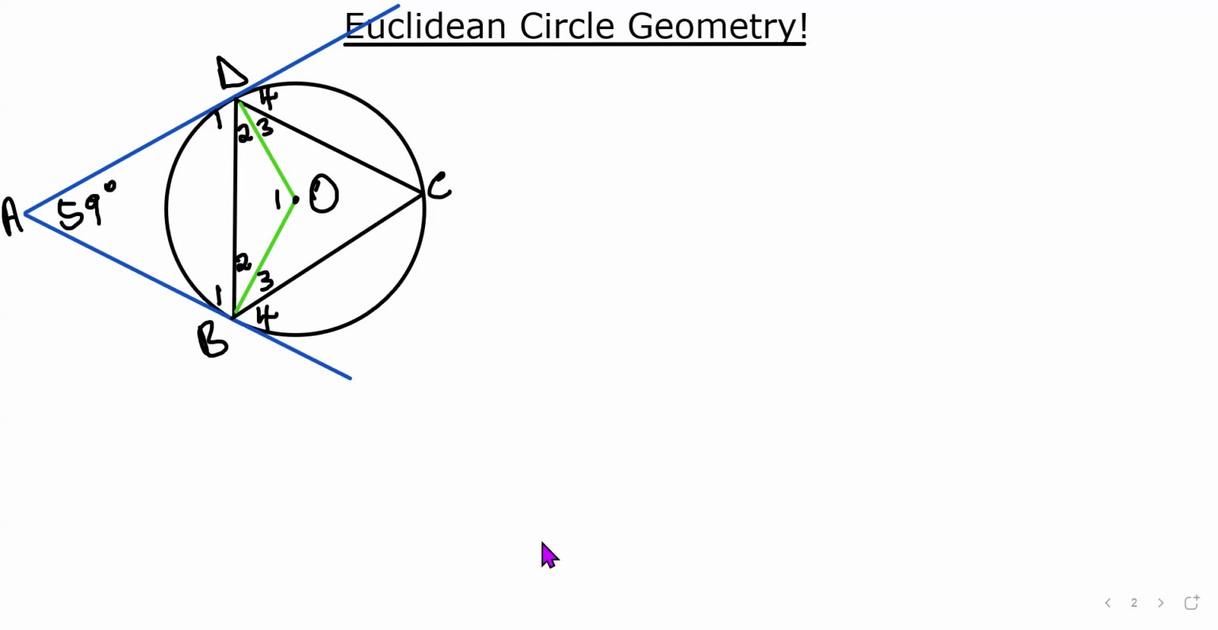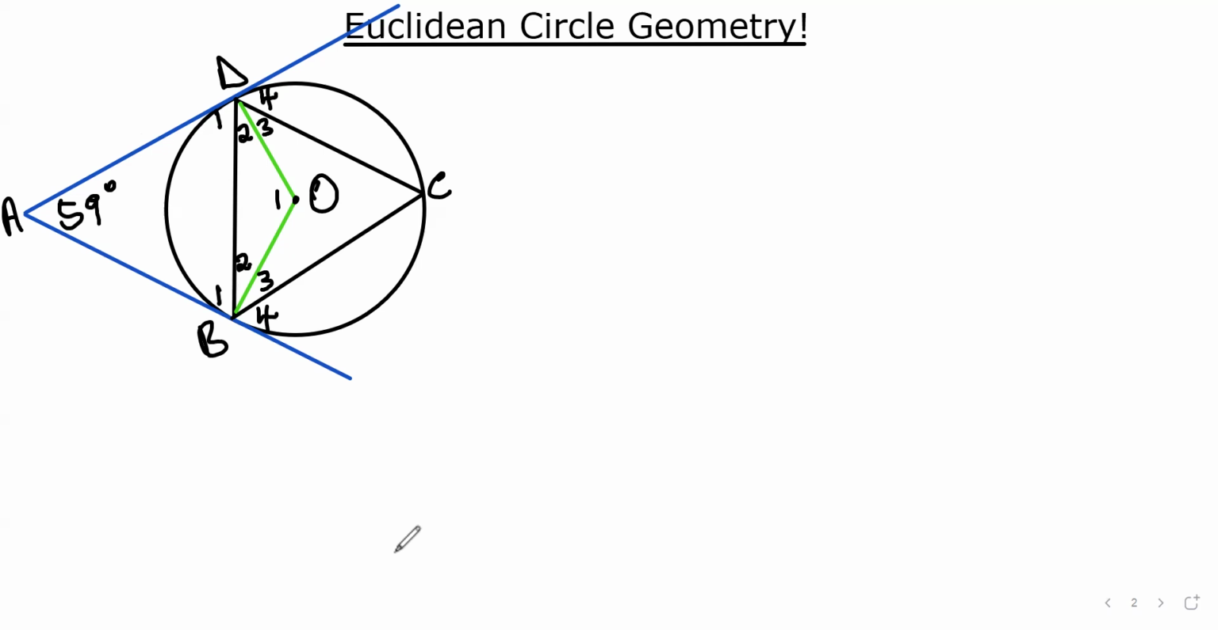So they say, in this diagram that you see on my screen, B, D, and C lie on the circle that has a center O. And AB as well as AD are tangents to this circle at B and D respectively. Angle BAD is 59 degrees. So that's what we are saying, and that's all you need to know.